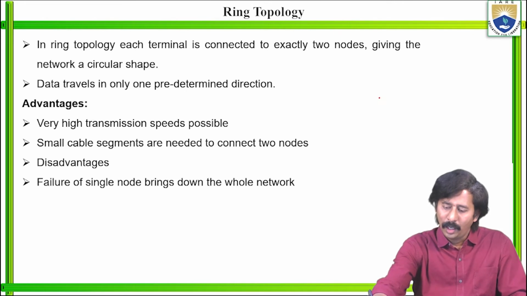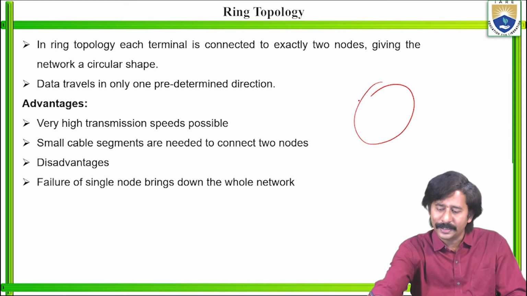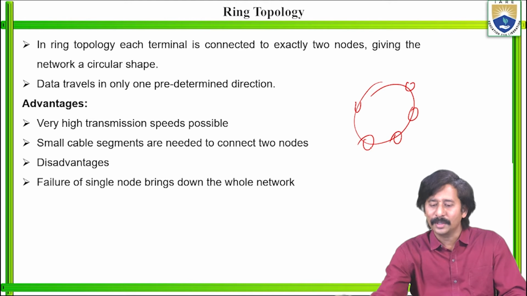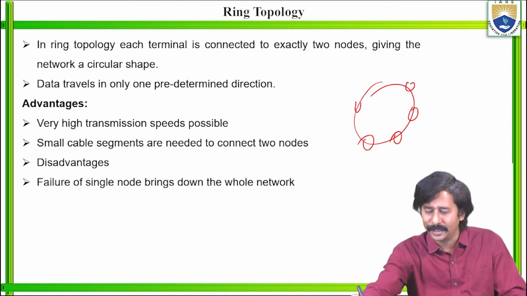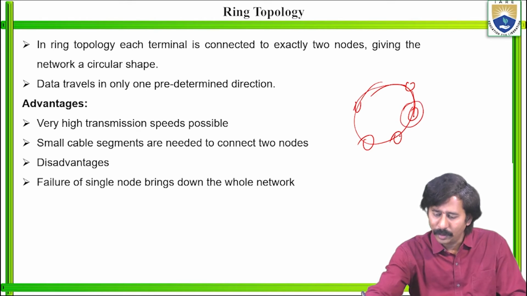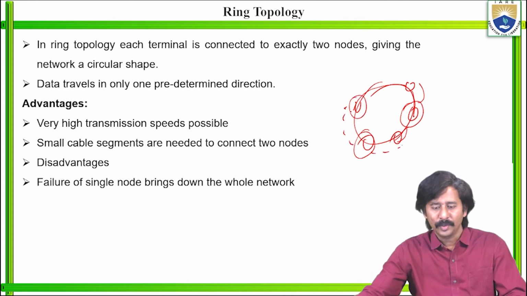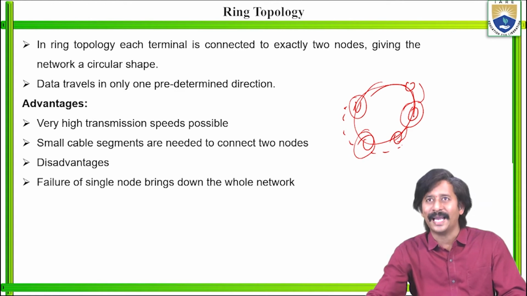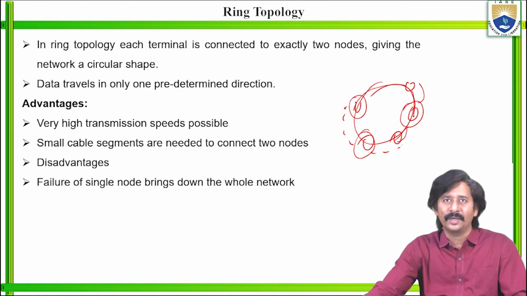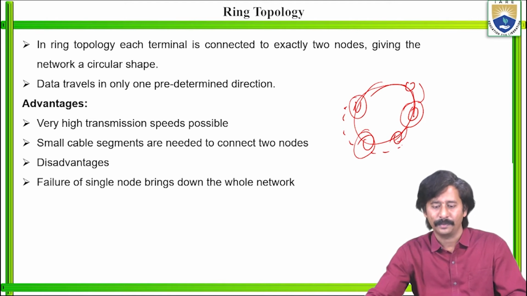See, we know ring, any circle. In ring topology, whatever the nodes or terminals, those are connected to exactly two nodes. See, 1, 2. According to this node, this is the one node, this is the another node. According to this node, this is the one node and this is the another node. So each and every terminal is connected to exactly two nodes, giving the network a circular shape. See, this is the circular shape in network.